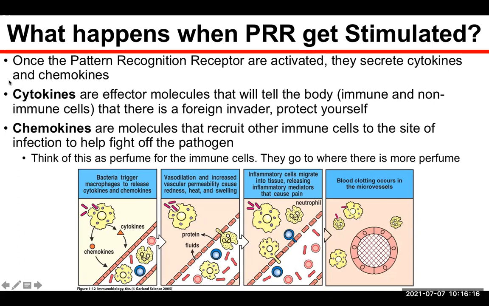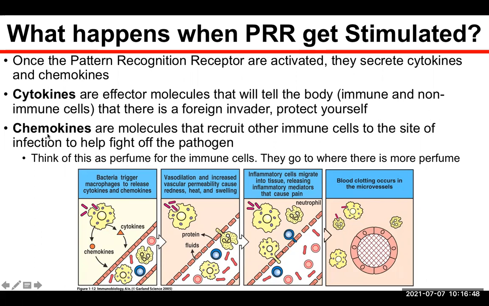Chemokines, on the other hand, are like cytokines. Their structures are a little bit different. But chemokines are molecules that recruit other immune cells to the site of infection. The whole point of this is to clear off whatever the invading pathogen is: strength in numbers. The more immune cells you have in a particular location, the faster and more efficient you're going to be able to kill off the pathogen. But I'll talk about this tomorrow.